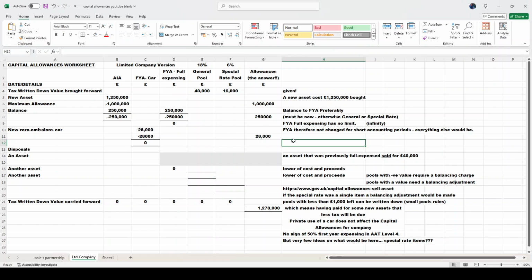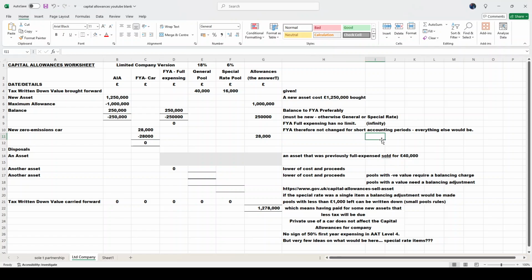It doesn't matter if there is any private use, so you'll often see a percentage of private use in the exam to try and catch you out. The private use will have income tax and other charges associated with it, but not in the business accounts. The sole traders will need to do some adjustments for that.